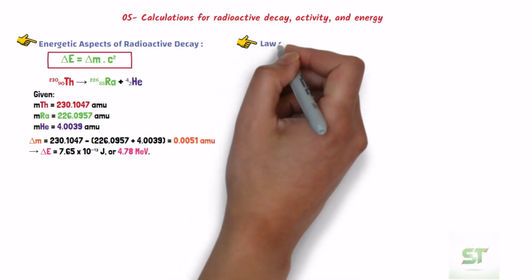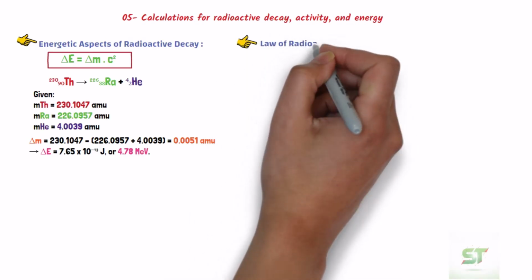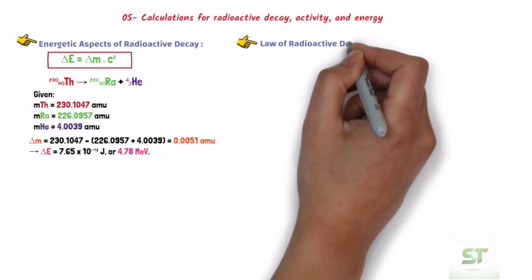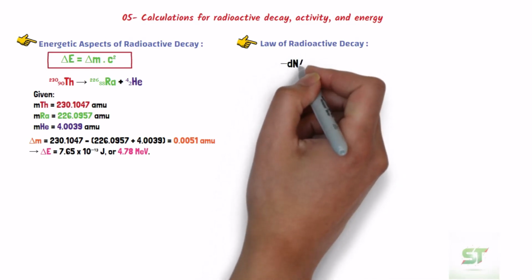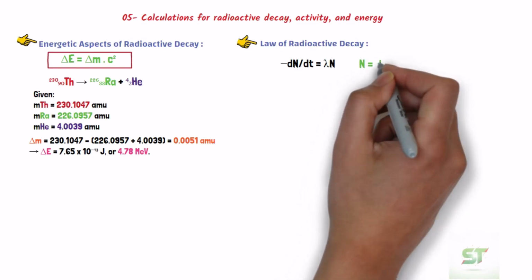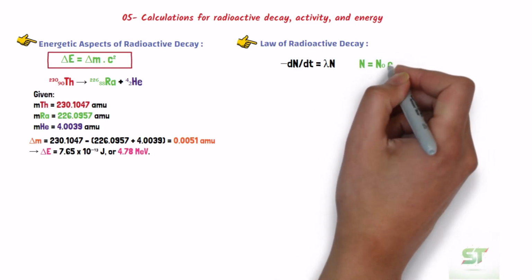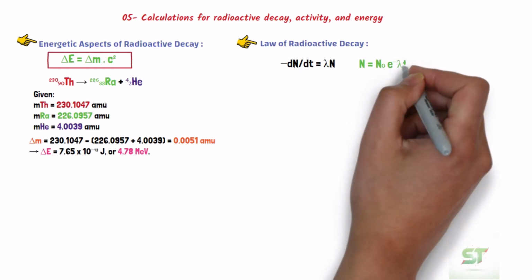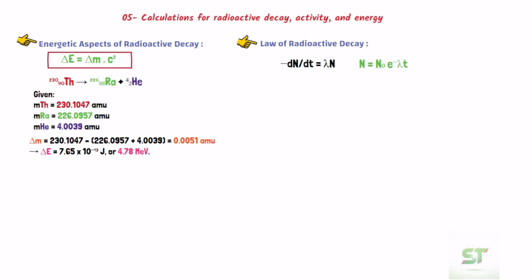Radioactive decay is a statistical process. The rate of decay is proportional to the number of undecayed nuclei present. The law is expressed as minus dN per dt equals lambda N. After integration, we get this equation: N equals N0 exponential minus lambda t, where N0 is the initial number of nuclei, N is the number of nuclei at time t, and lambda is the decay constant.